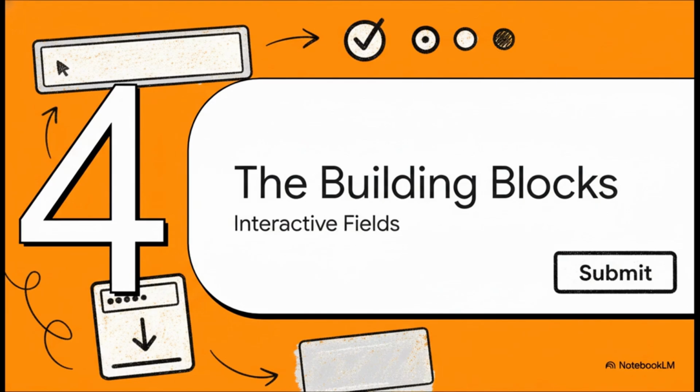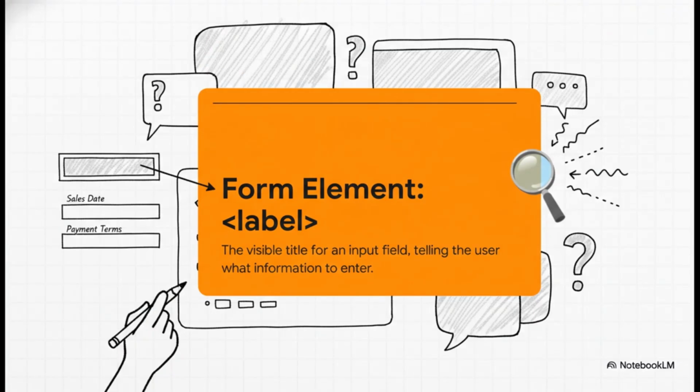All right, so our form has a solid structure and it looks great. Now it's time to add the parts that the user can actually interact with. These are the building blocks that make the form, well, functional. First step is the label. It's simple, but it's so important. This is just the text that tells you what to put in each box. Things like sales date or payment terms, and makes everything clear.